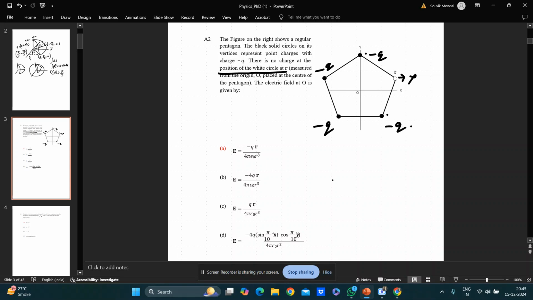Now if you know the pentagram diagram, this is a pentagon. There is some center O.